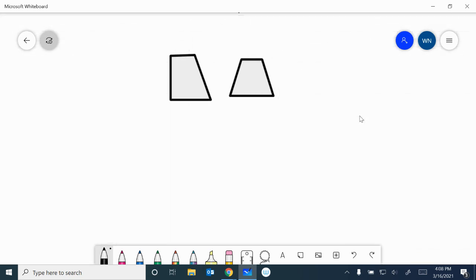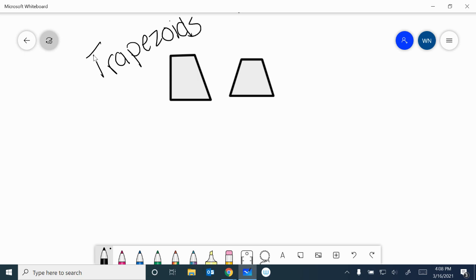The first shape you should see looks a little bit like this. If we look at these shapes, you might recognize this one, but the one next to it, you might be like, Miss Wilson, that one's different. Yeah, I got that. But these are both trapezoids. They are both trapezoids.